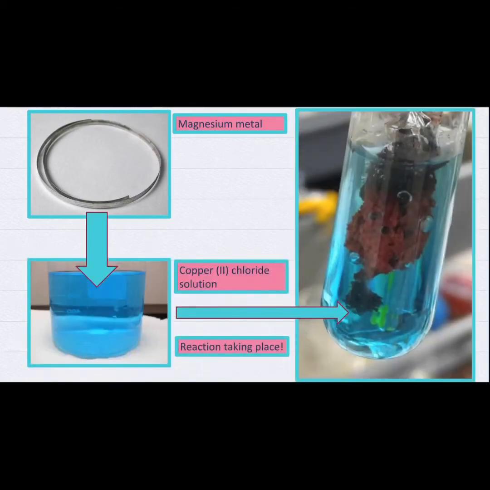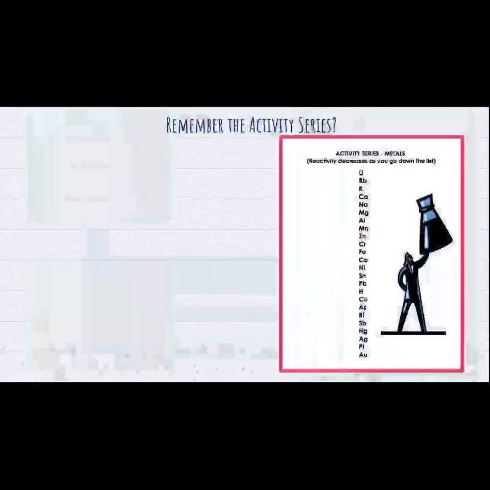So I have magnesium metal. I added that to copper 2 chloride, and there was a reaction that happened. It should look like this. Again, please go watch the demo video when you're done with this video. So how we know that there's a reaction that's going to happen is by this activity series chart. You should have learned this briefly last year.